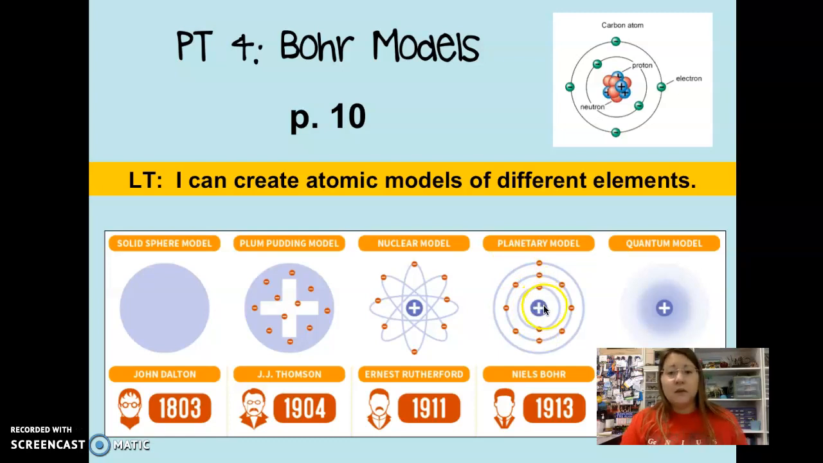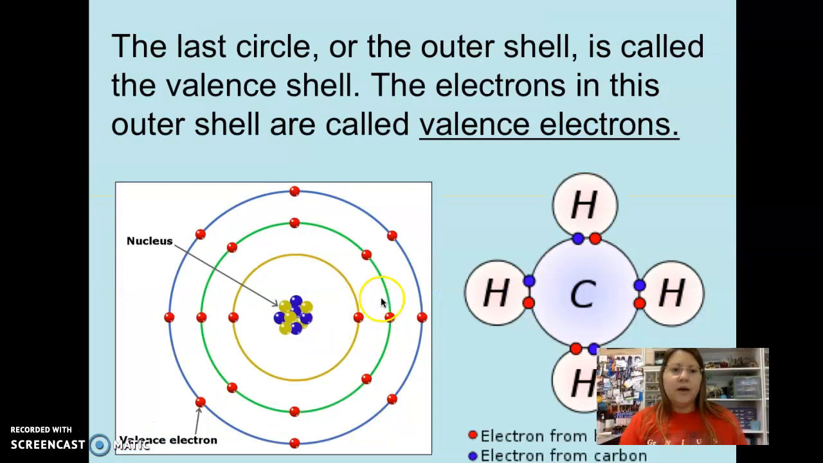So you have in this planetary model, the Bohr model, which is named after Niels Bohr, the scientist that developed it, the nucleus in the center where you have your neutrons and protons, and then you have orbital shells, and those reflect the location of the electrons. So as we are placing our electrons on our Bohr model and on these orbital shells, we have to take into account the number of electrons, how many electrons can be contained in each orbital shell, and our valence electrons.